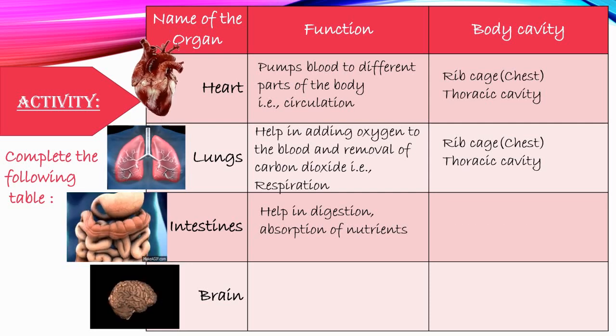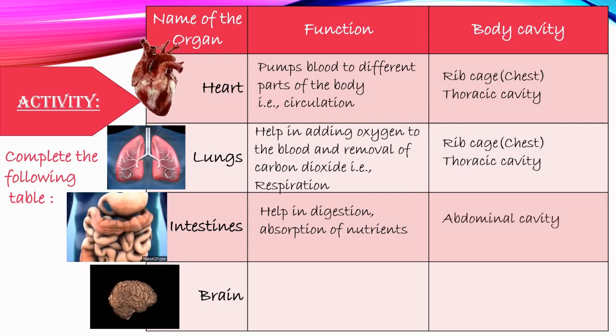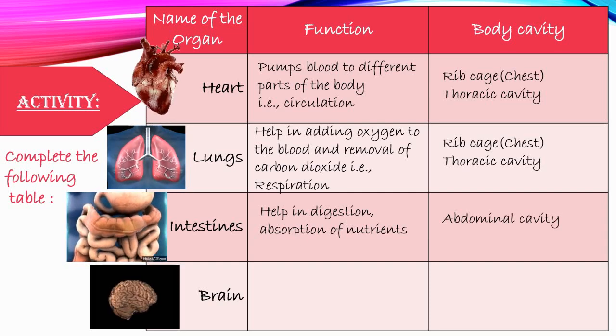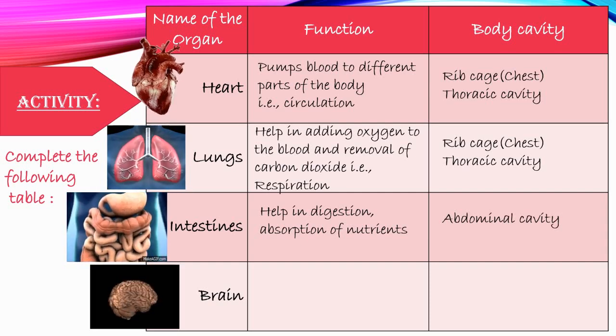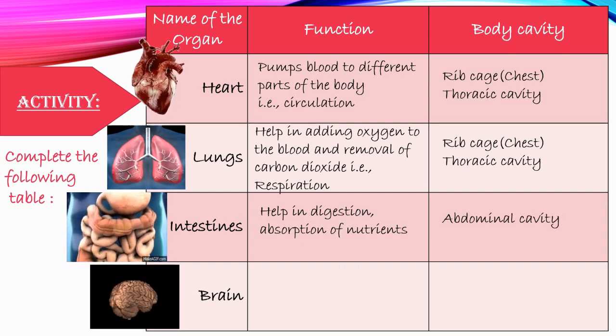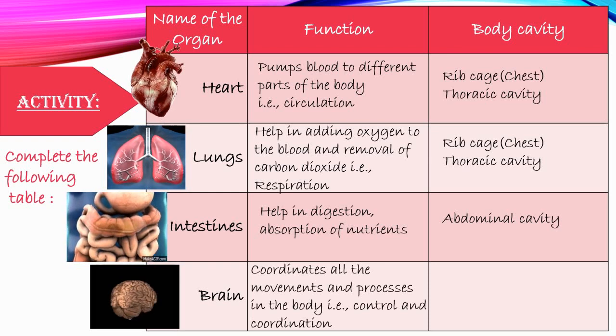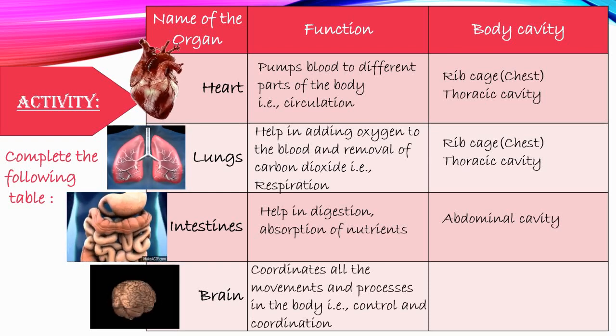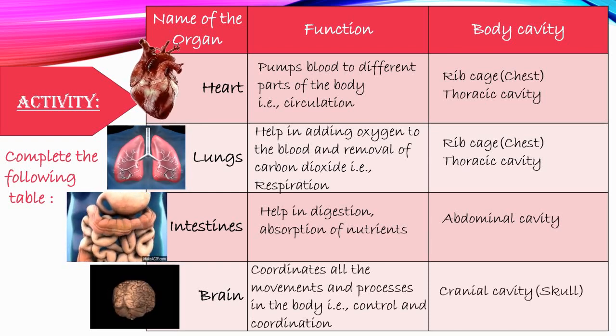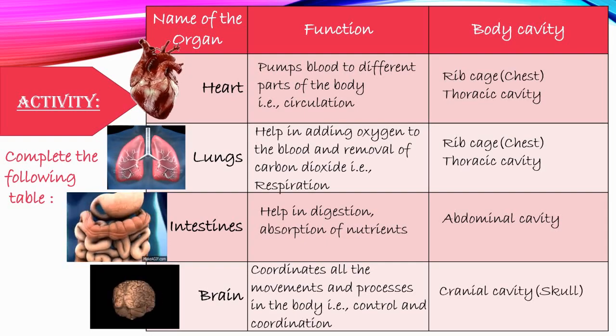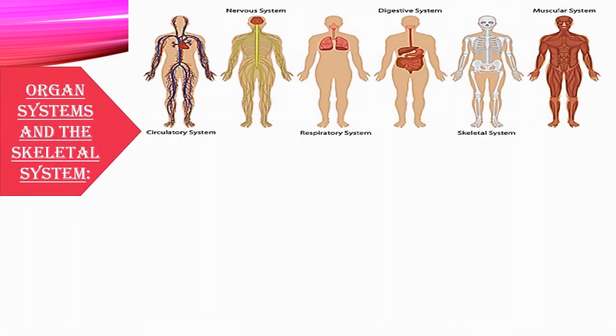Then the next organ is the brain. Now what is the function of the brain? The brain coordinates all the movements and processes in the body, that is control and coordination. And the body cavity is the cranial cavity, that is the skull. Now let's learn about the organ systems and the skeletal system.